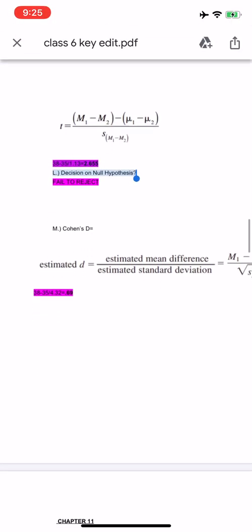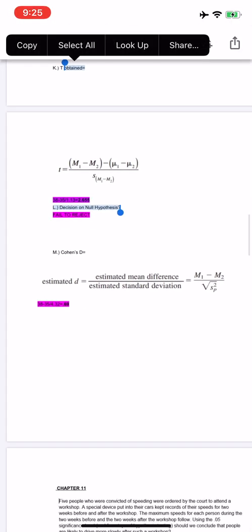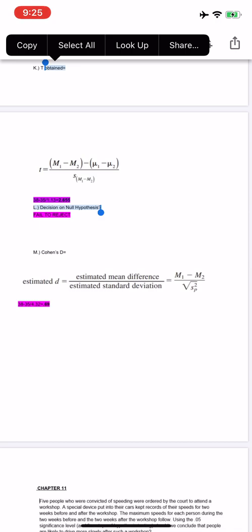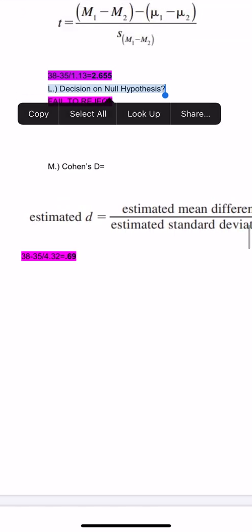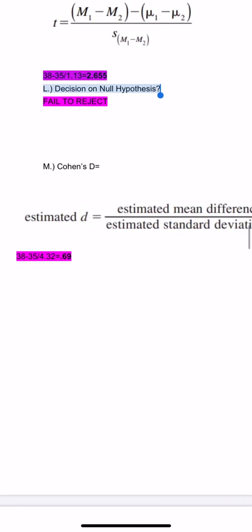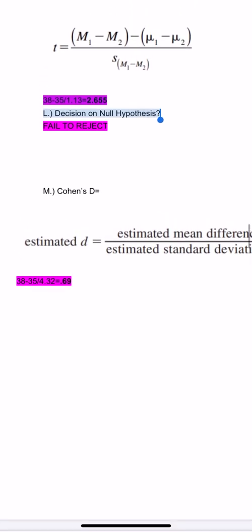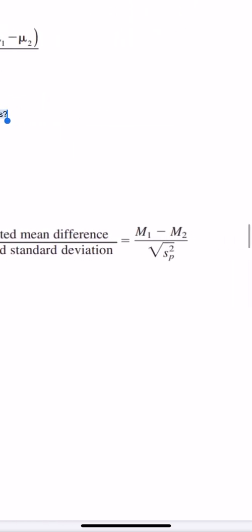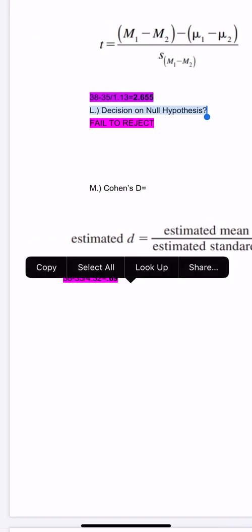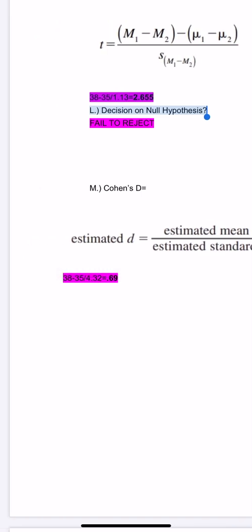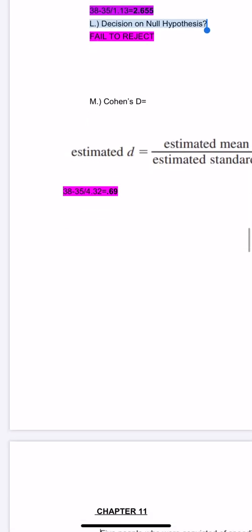Okay. Now to get the estimated d, you simply take mean 1 minus mean 2 over the square root of the pooled variances, which is 38 minus 35 divided by 4.42. All right, after you square root S2P, you will get 4.32, and 3 divided by 4.32 is 0.69.